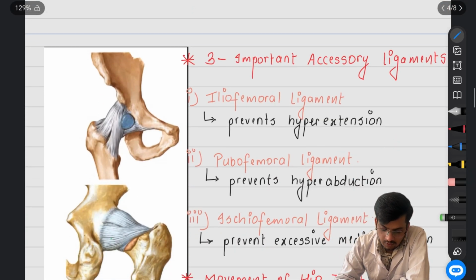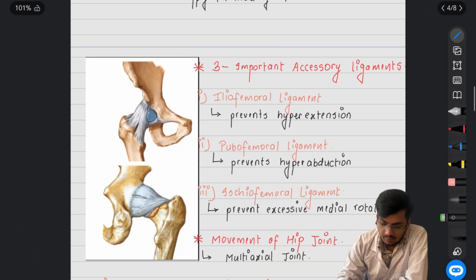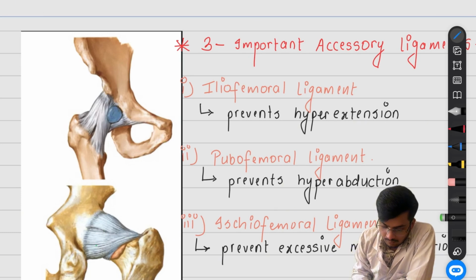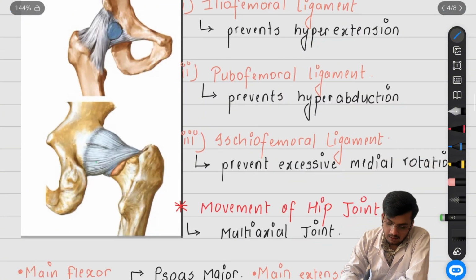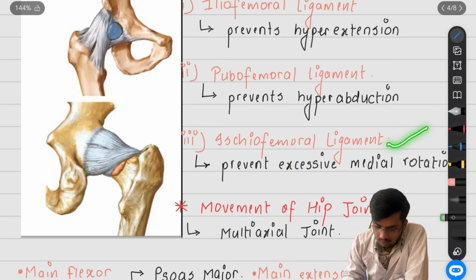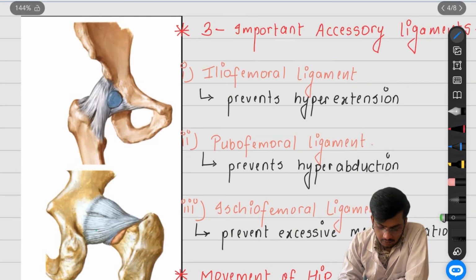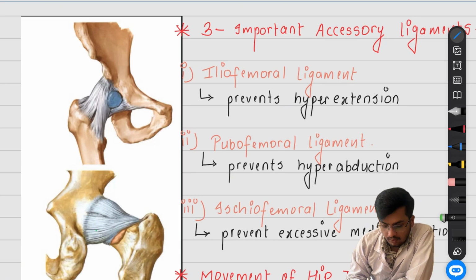Next one, we will discuss the three important accessory ligaments associated with the hip joint. First one, we have the iliofemoral ligament. Then we have the pubofemoral ligament, and last one we have the ischiofemoral ligament. These ligaments are present between the hip bone and the femur, that's why they are named iliofemoral, pubofemoral, and ischiofemoral ligament.